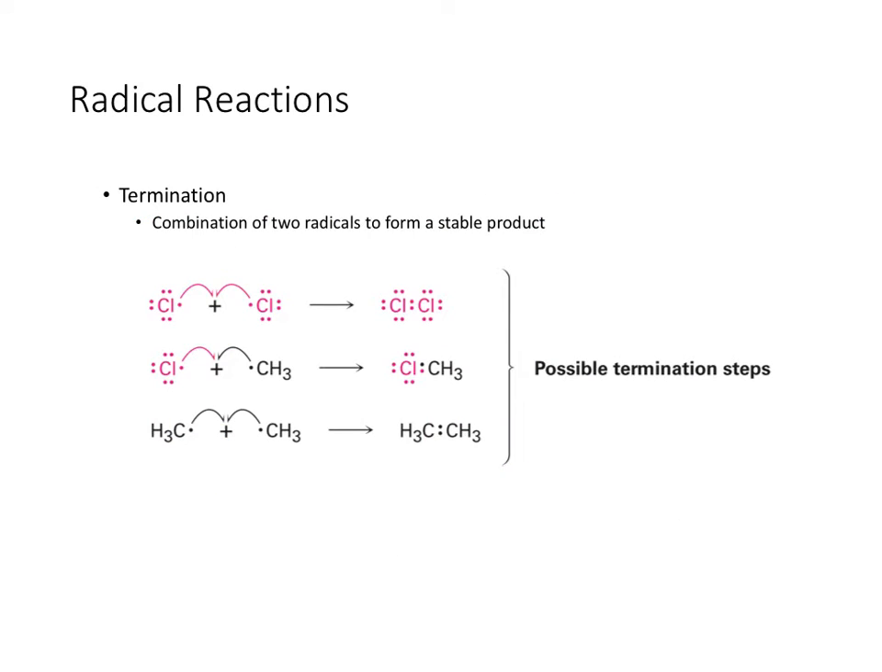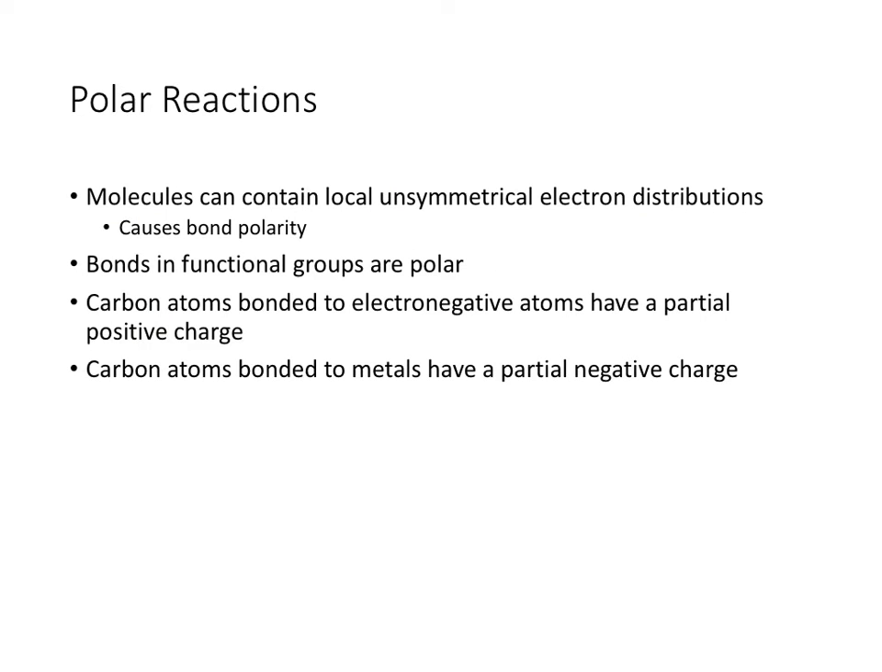The final stage in a radical reaction is called termination, and that happens when any two radicals combine to form a stable product. And so these would be possible termination steps.